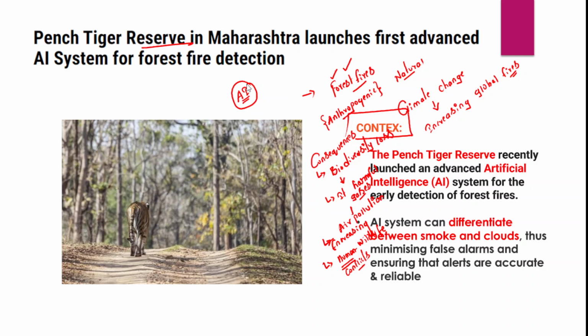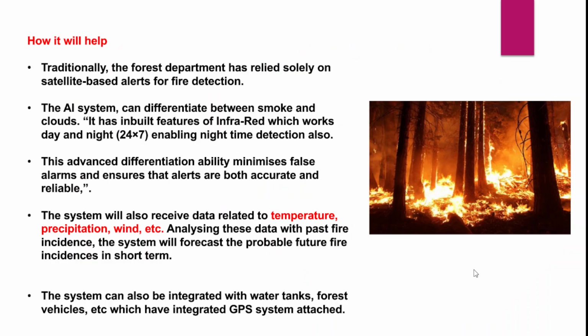So therefore, the Pench Tiger Reserve in Maharashtra launched the first advanced artificial intelligence system for forest fire detection. And this particular artificial intelligence system can differentiate between what constitutes smoke and what is clouds, right? So it can easily detect what is smoke and what is clouds, and thereby it could minimize false alarms, and it could also give regular alerts, and those alerts are also accurate and reliable, so that the forest personnel can immediately swing into action and prevent the forest fires spreading to other parts of the forest. Okay, so they can extinguish such forest fires at an early stage, thereby protecting the habitat, protecting the biodiversity of that particular forest area, right?